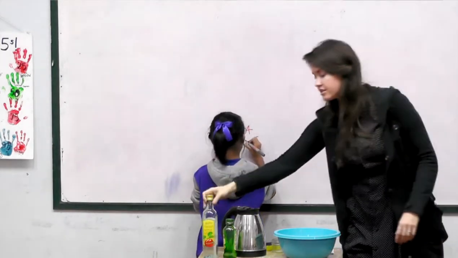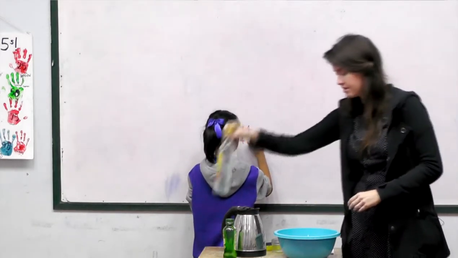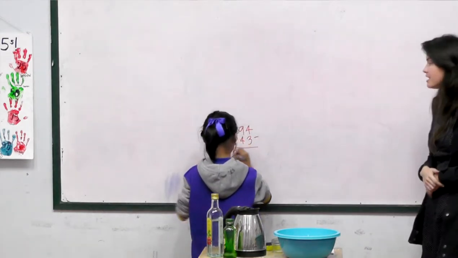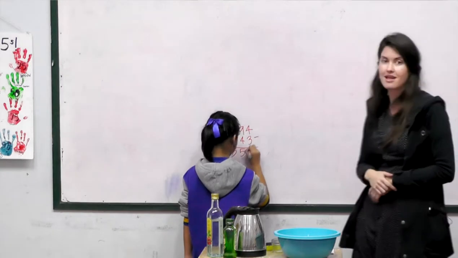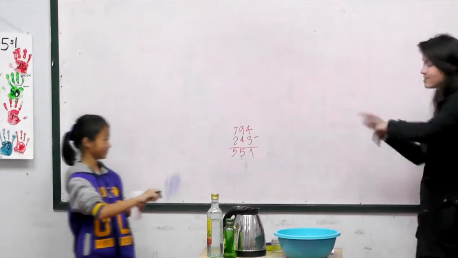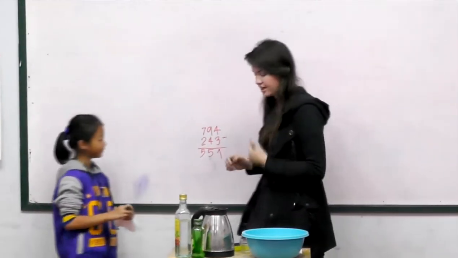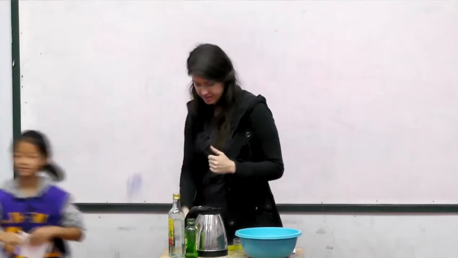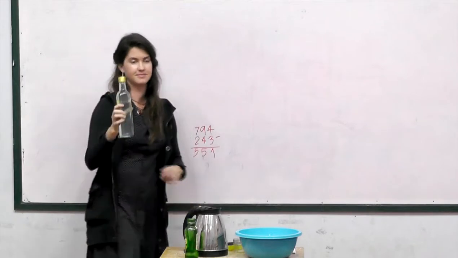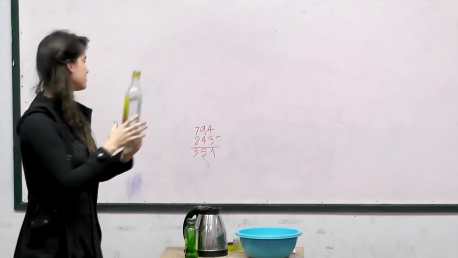794 milliliters we started with. We poured out 243. Let's find out how many are left. When we hear that left, we know they're talking about subtraction. Great job. What's our answer? 551. Very nice. Great work. Okay, friends, we have 551 milliliters in this bottle.